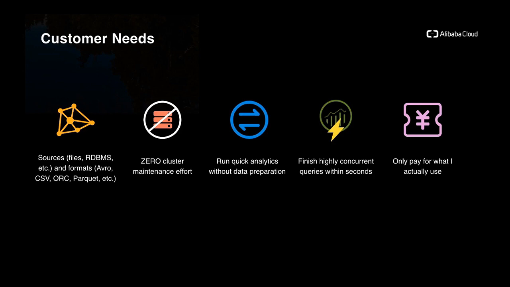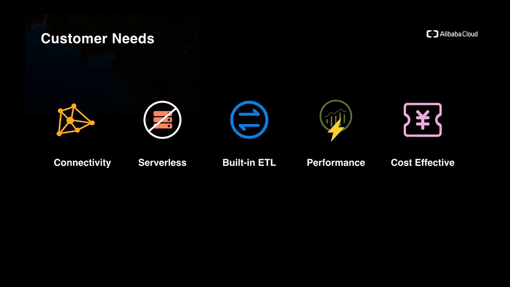And the last dimension is cost. And this really goes in conjunction with our serverless architecture. Because we can offer the serverless architecture, we are able to allow our customers, our users, to only pay for what you actually use. You don't have to pay for maintaining the cluster. And to summarize, here come the 5 true customer needs along the 5 dimensions: the connectivity, the serverless architecture, the built-in ETL, the performance, and the cost efficiency.